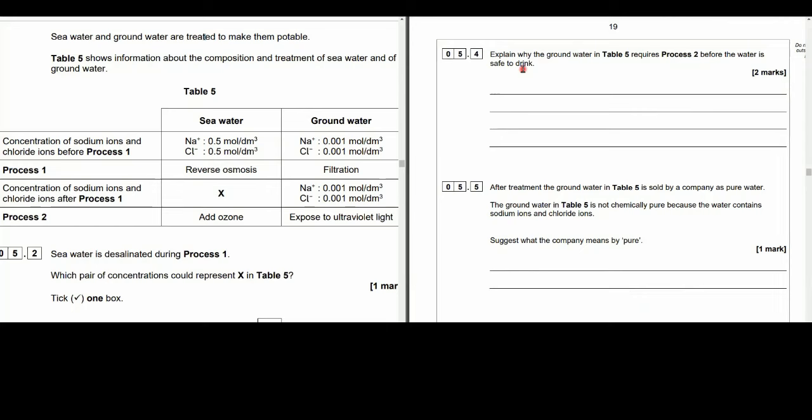5.4 says explain why groundwater in table 5 requires process 2 before the water is safe to drink. So we're not looking at filtration, we're looking at the exposing to ultraviolet light down here. And why do we need to shine ultraviolet light on it? Well, that is to sterilize the water. That'll get you a mark. And what does that mean? It will kill bacteria, kill microbes, or kill pathogens. And they're so small they will get through the filtration process, so they need to be killed. They're toxic and harmful.